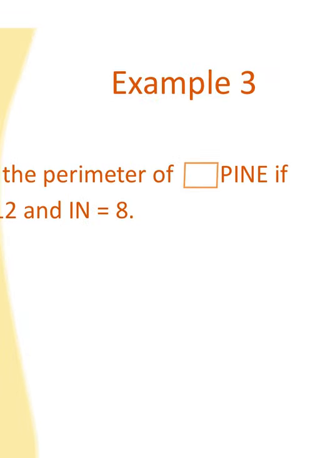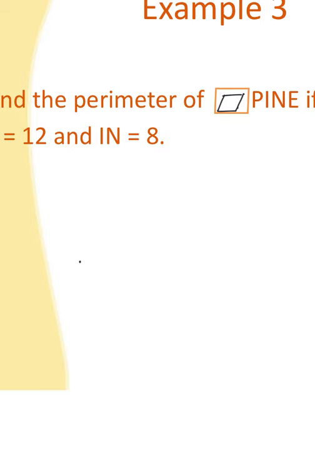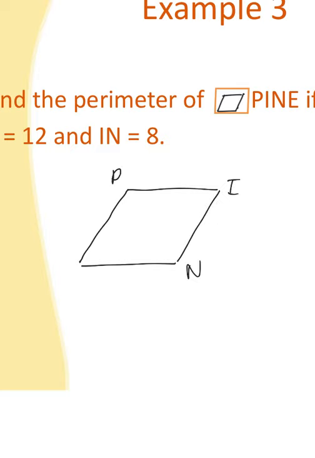Example 3. Find the perimeter of parallelogram PINE, if PI equals 12, IN equals 8. Well, we're not given a figure, so I always like to draw one, so I'm just going to draw a nice little parallelogram. And I'm going to label it P, I, N, E, making sure that my letters go in order as I move around the parallelogram. Okay, so PI, which is the distance up top, is 12, and IN is 8.